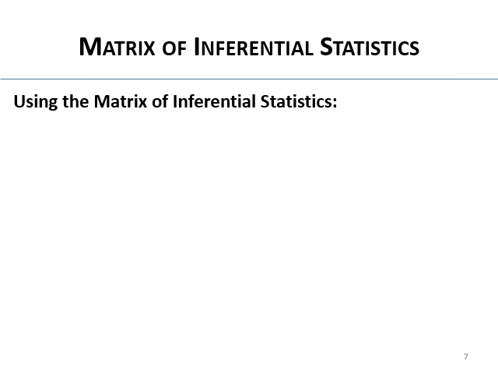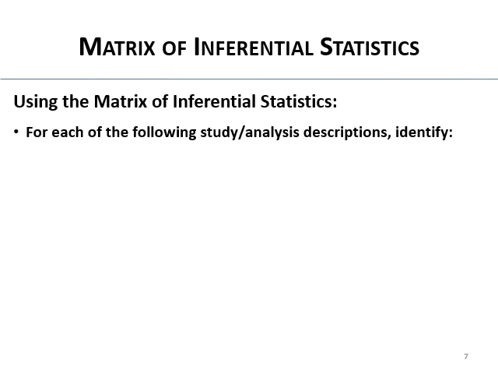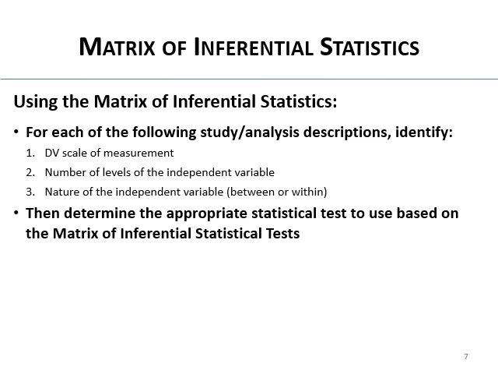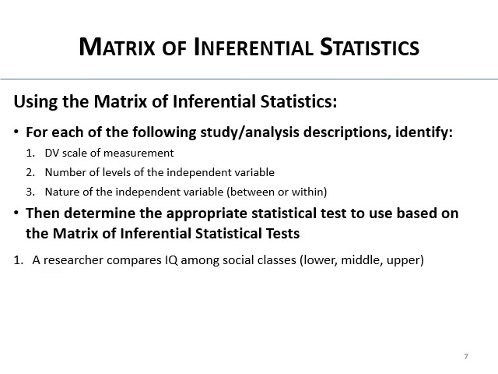So let's try this. If you want to pause now and bust out a copy of the matrix, it wouldn't be a bad idea. But like print it from the slides. We're actually going to go through some examples using the matrix to identify the proper test. So for each of the following study or analysis descriptions, identify the DV scale of measurement, the number of levels of the independent variable, and the nature of the independent variable. Is it between or within?